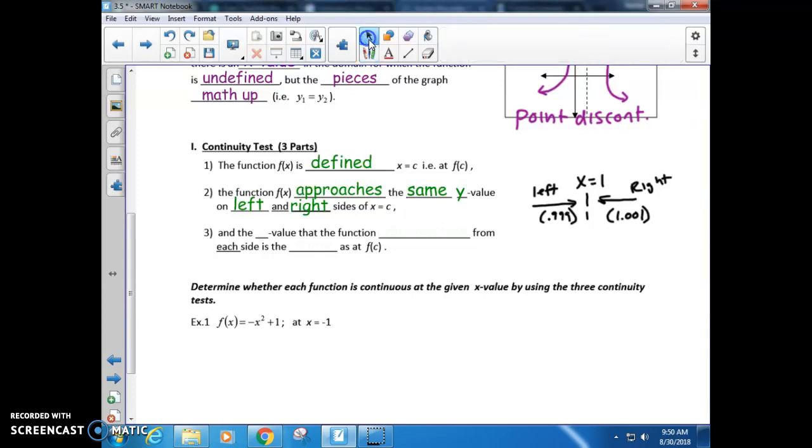Okay. And then the last test is basically to say, is the y value that the function is defined for in test 1 and approaches from the left and the right, is it the same? So basically, do test 1 and test 2 produce the same number? If they don't all produce the same number, it's not continuous.